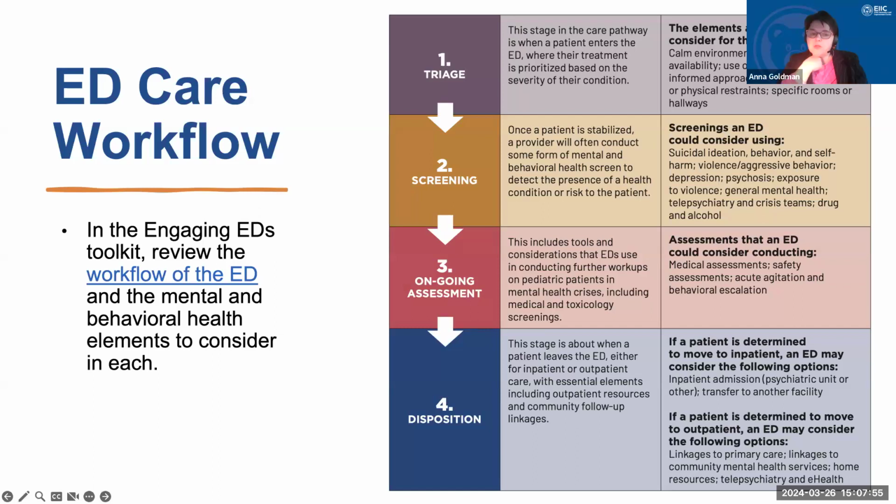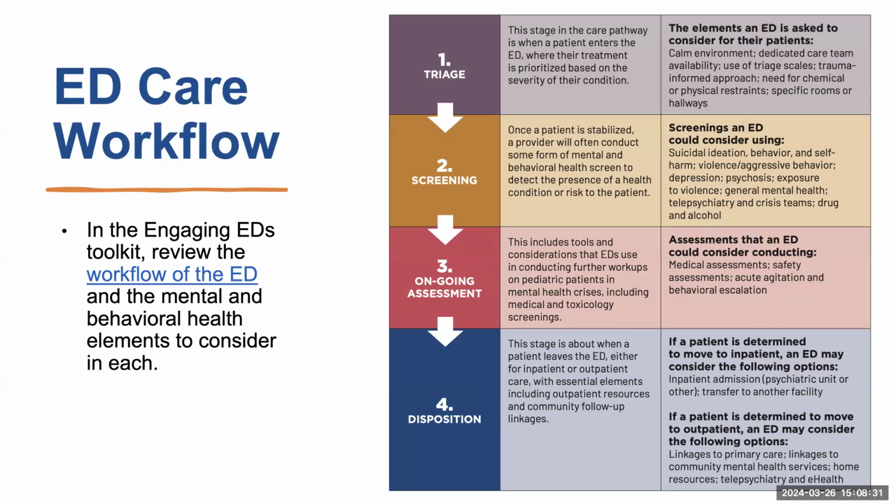Mm-hmm. So this slide might be new to some, but might be old to others who've been engaged in this work. This is actually how we start our toolkit, and the first page talks about the ED care flow, the considerations that providers need to be paying attention to at different stages of the work as our kids in crisis come to the emergency rooms. So the first stage is triage. Second is screening. Third is ongoing assessment. And the fourth one is disposition.